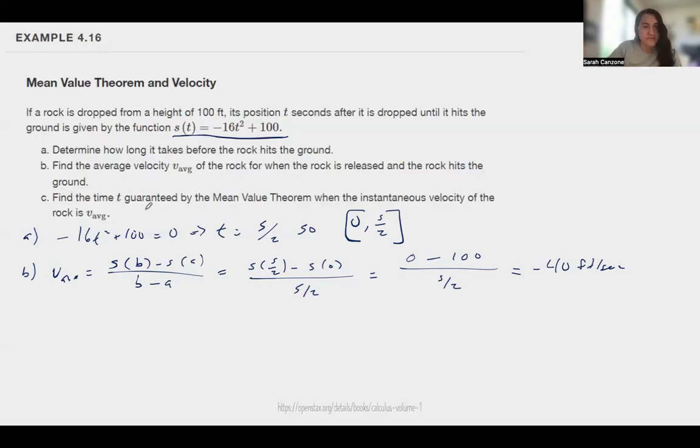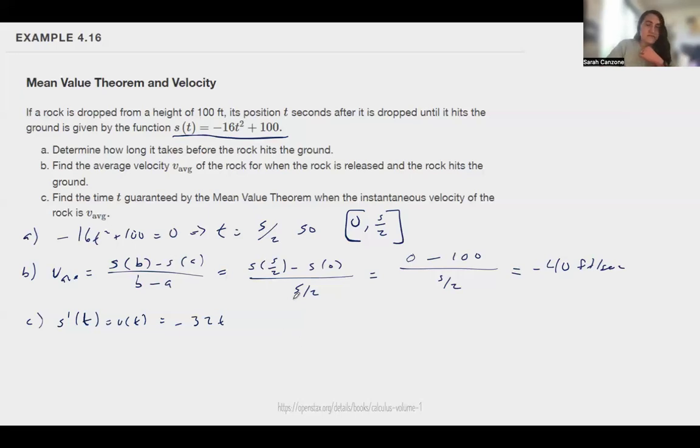Now, for C, we want to find the time guaranteed by the mean value theorem when the instantaneous velocity is the average velocity. So that was just the statement in the mean value theorem. So let's go ahead and figure that one out. The first thing that we have to remember is that the regular old velocity function, which is where we'll get the instantaneous velocity from, is the derivative of the position function. So s prime of t is v of t, which is, if you take the derivative of this function, negative 32t, and then the 100 will go away.